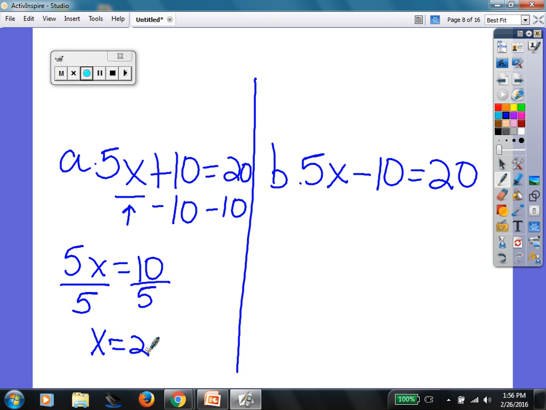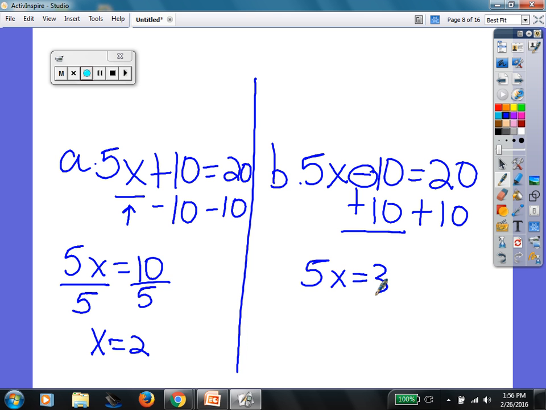Alright, moving on, looking over here at B. I'm going to add 10. This time I am adding 10 because it is a subtraction problem there. So I'm going to add 10 to that to create the 0 that I want. And I'm going to add 10 to this side, leaving me with 5x equals 30. I'm going to perform the inverse operation. So I'm going to divide by 5 on both sides, leaving me with x equals 6.